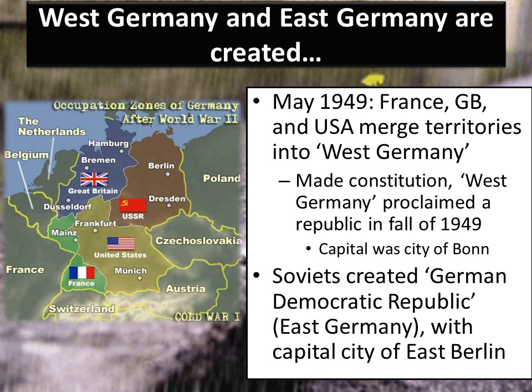In response to this, the Soviets created the German Democratic Republic, which is more commonly known as East Germany. And East Germany had the capital city of East Berlin. Now, the main differences between these two is that West Germany aligned with Western democracies, with capitalism, while East Germany aligned with communism and the Soviet Union.